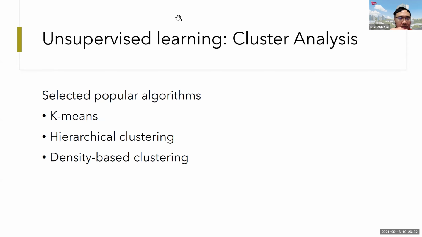So the first algorithm is called k-means. This is the big name. Based on k-means, a lot of different algorithms have been developed. The second is called hierarchical clustering. And the last one is called density-based clustering.